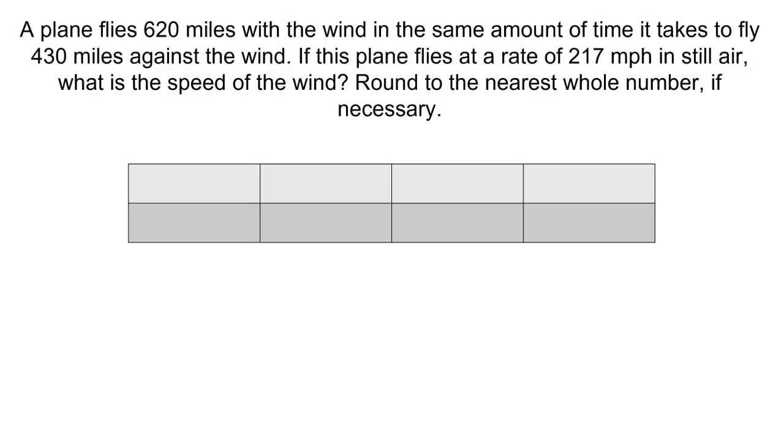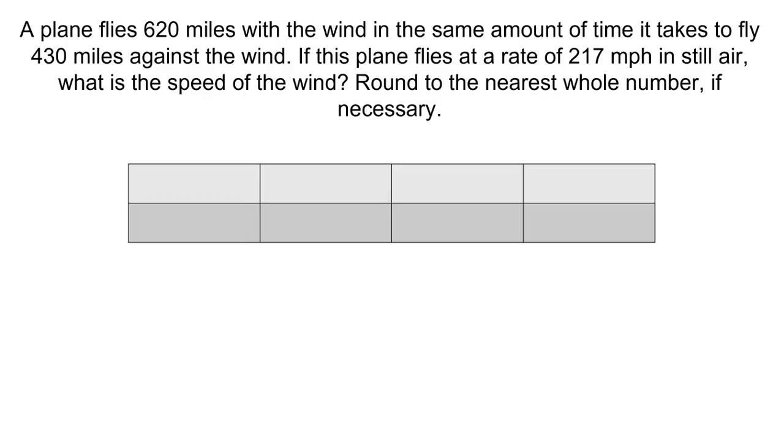In this example, we're told a plane flies 620 miles. There's a distance. With the wind in the same amount of time it takes to fly 430 miles, there's another distance, against the wind. If this plane flies at a rate of 217 miles per hour, there's a rate. What is the speed of the wind? So we're looking for a rate. And we're told to round to the nearest whole number if necessary. So these problems are easy to spot. The hardest part of these is setting them up correctly.